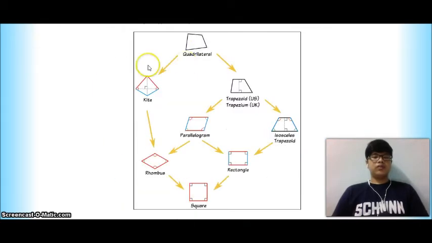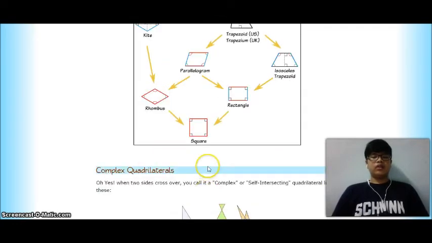Alright, this is a family tree of how quadrilaterals are made up: quadrilaterals are made up of kite and trapezium, and from trapezium are made up parallelogram and isosceles trapezoid. Isosceles trapezoid, if you combine it with parallelogram, you will get rectangle, and a rectangle with rhombus, you will get a square.